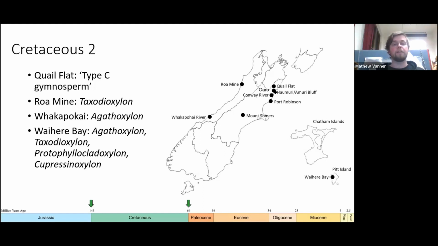From the Quail Flat, we have the type C gymnosperm. We have from the Royal Mine Casuarinoxylon, the first time this specific genus has been identified from the mainland of New Zealand. And from Whakapohai, we have Arecaceae, and from Waihiri Bay, a large study yielded Arecaceae, Taxodioxylon, Protophyllocladoxylon, and Cupressinoxylon. Now, those last two haven't actually been identified from Zealandia at all in the past: Protophyllocladoxylon and Cupressinoxylon.